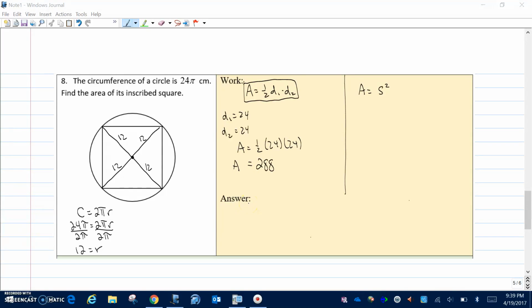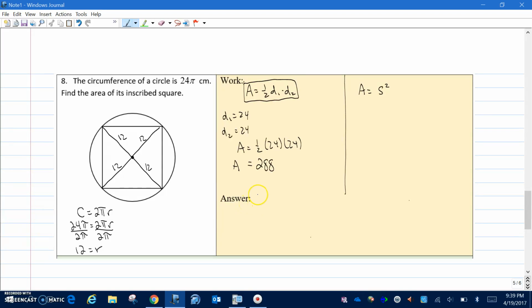We look back for the units real quick. There are no units listed, so we'll go ahead and say 288 units squared.